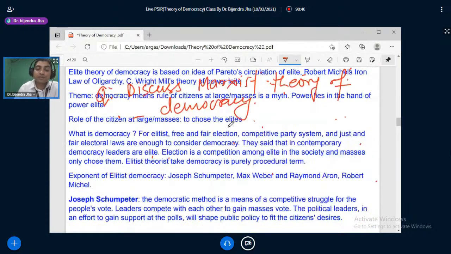Marxist theory of democracy. Second question is about evaluate elitist theory of democracy.